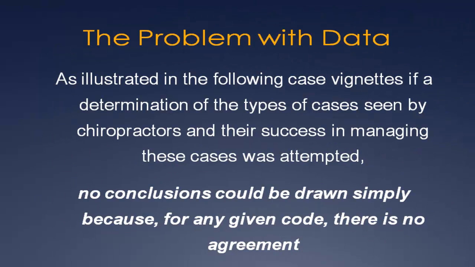As illustrated in the following case vignettes, if a determination of the types of cases seen by chiropractors and their success in managing these cases was attempted, no conclusions could be drawn simply because for any given code, there is no agreement. Some problems are due to habit, some based on philosophical grounds, and some on perceived payment preferences or perceived payment requirements, such as Medicare. The following slides present the case vignettes used. Although there is no particular correct code, the result illustrates the problem with variation.